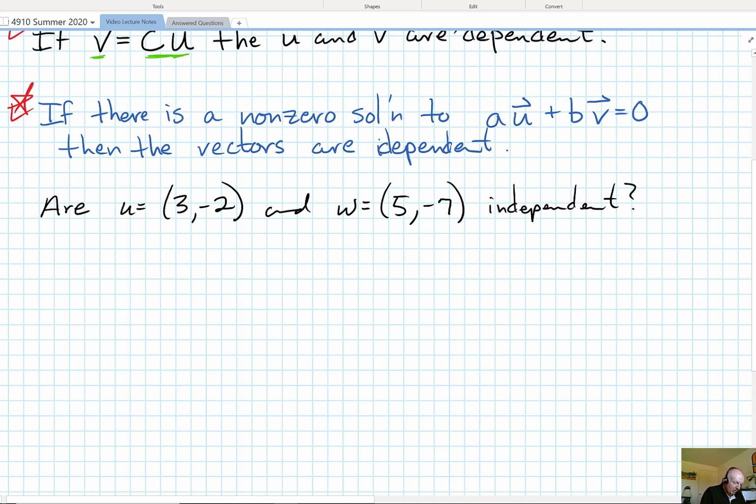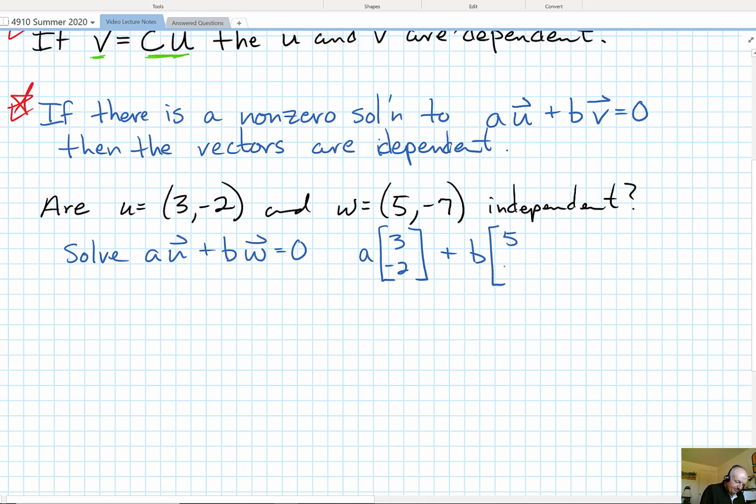That's the question. In order to answer it, I have to solve a times u plus b times w equals 0. Now watch how I do this. Here's a, here is u, and we're going to write these as column matrices, column vectors: a times u plus b times this equals 0. We want to solve this.